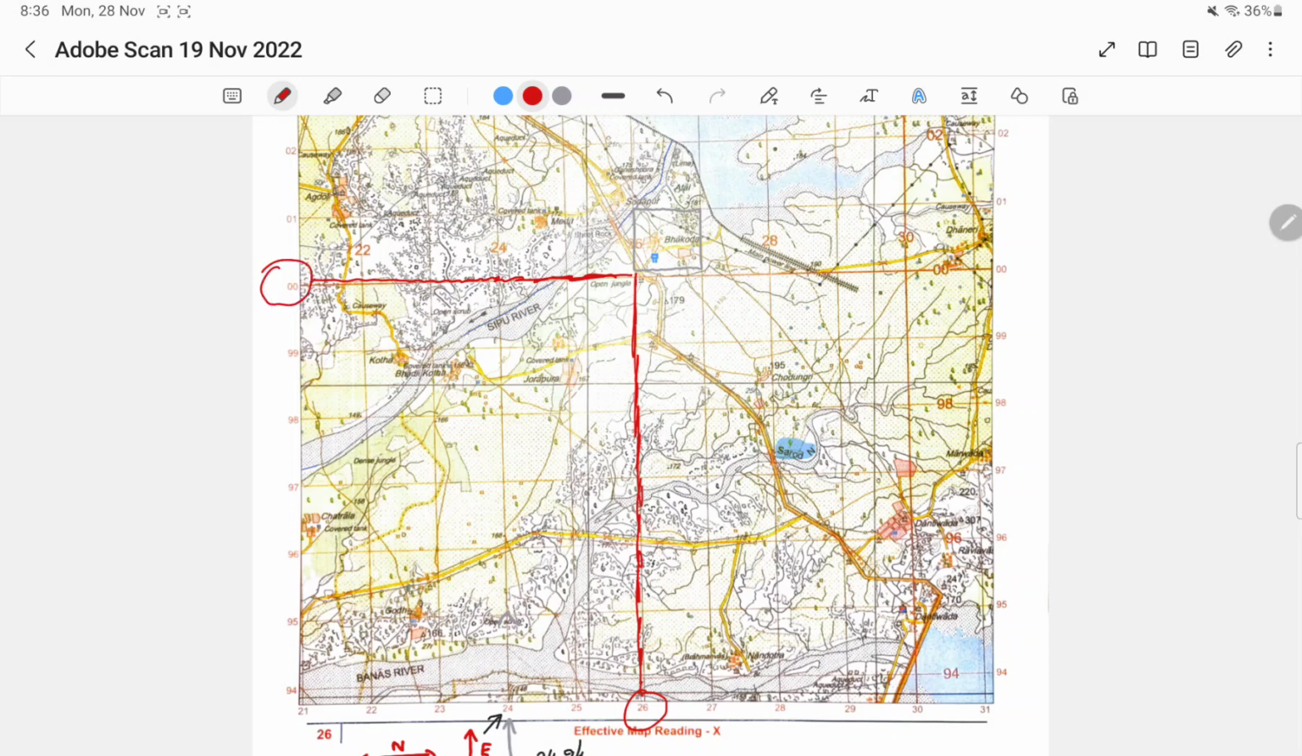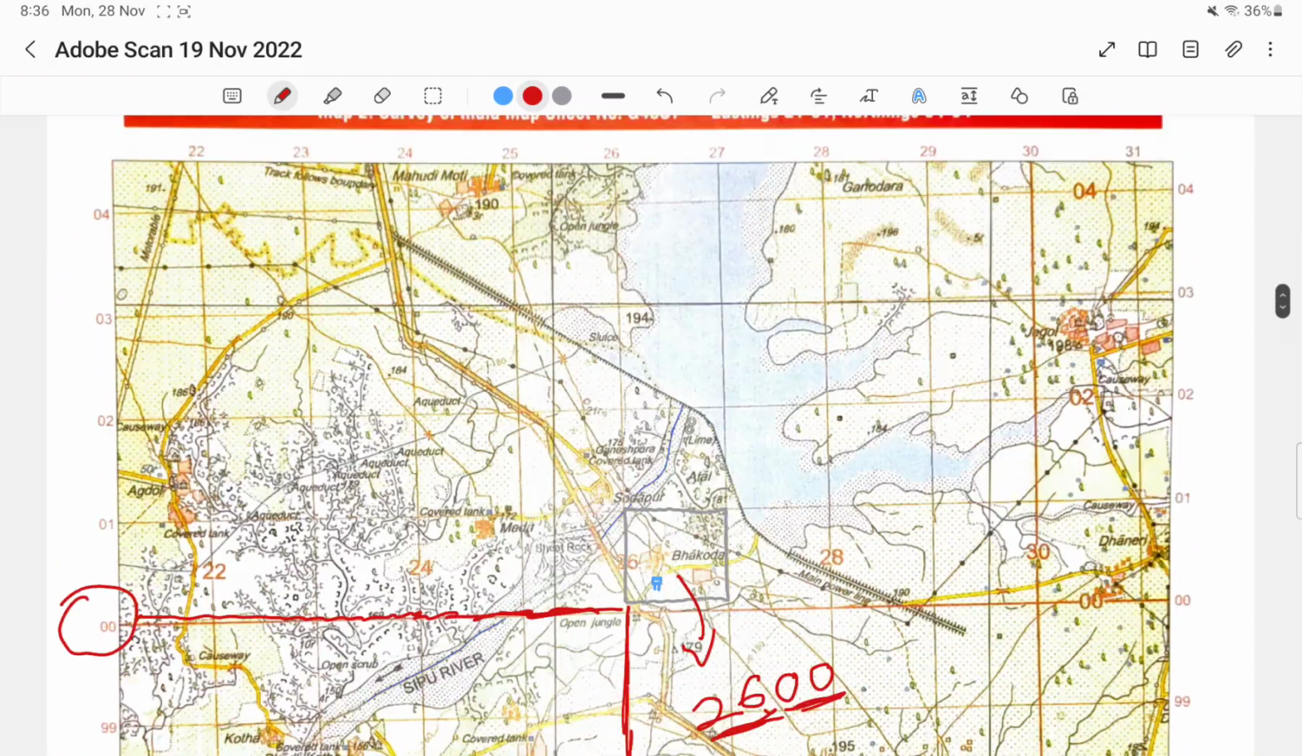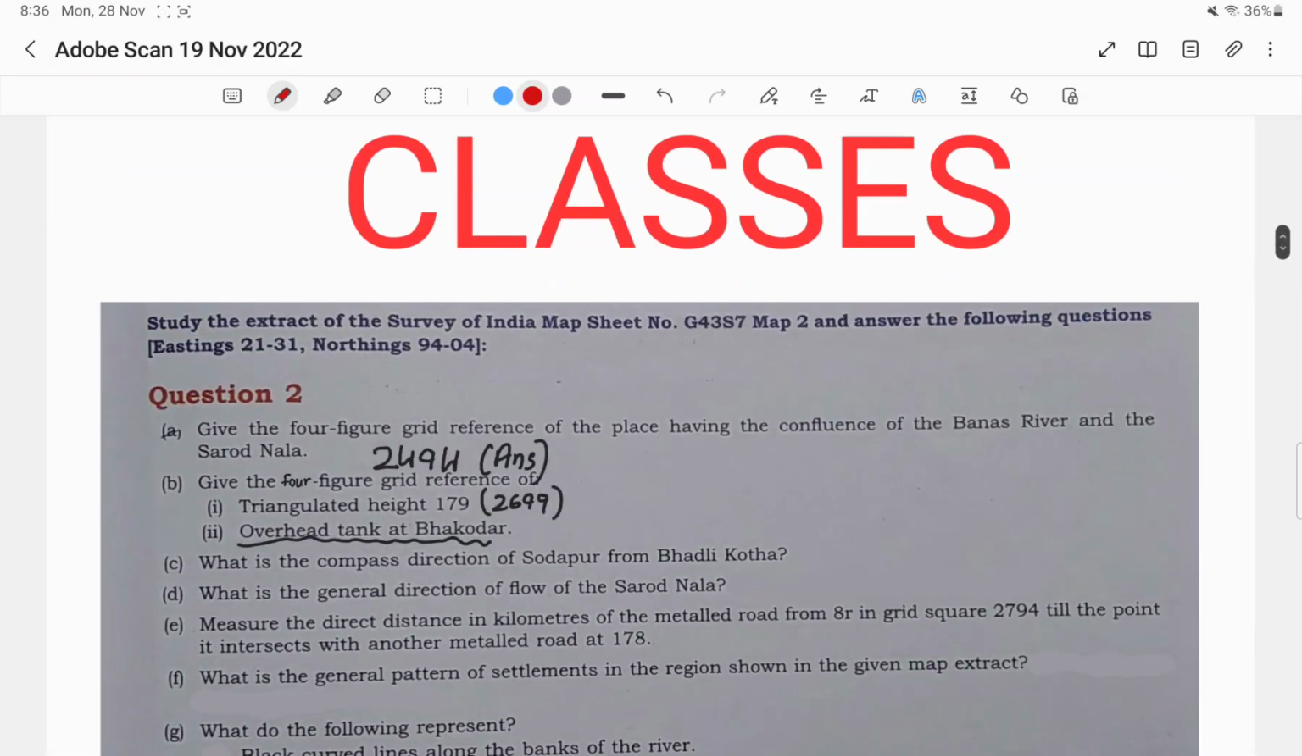So the answer will be 26 00, where 26 is the eastings and 00 will be the northings for this. Alright, so 26 00.